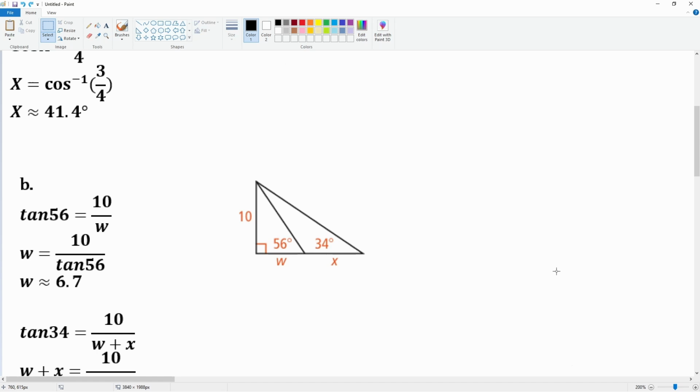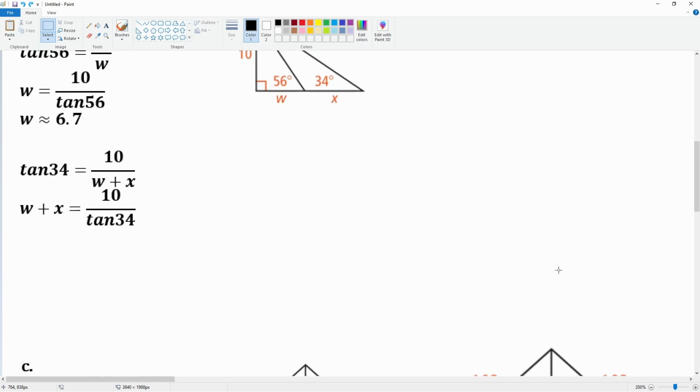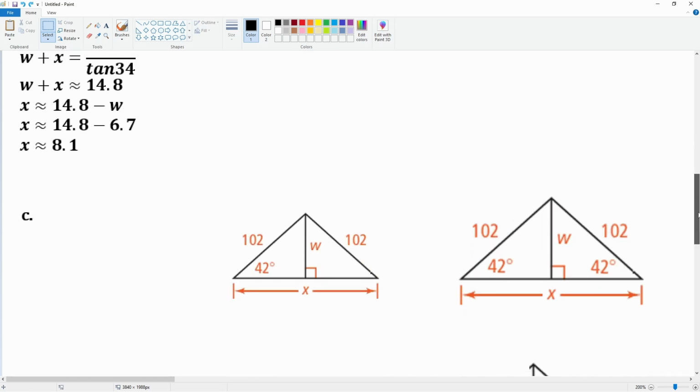Okay, multiply both sides by w plus x, then divide by tan 34. I get this. Okay, you could do 10 divided by tan 34. Okay, that is 14.8. Next, you know what w is. W was 6.7. So that's what I subtracted from both sides, because that's what w is. X is equal to 8.1. Okay, C.